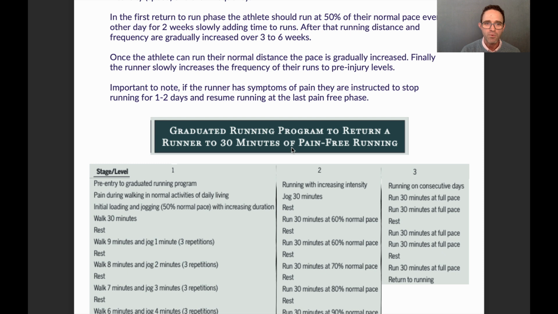So as we give them more running distance, we can see that this is going to also move towards increasing their pace. So once they're at their normal distance, pace is gradually increased, and then finally we're going to slowly increase the frequency of their runs to pre-injury levels. Now, one important thing to note here is if the runner has symptoms of pain, they are instructed to stop running for 1 to 2 days and then resume running at the last pain-free phase.